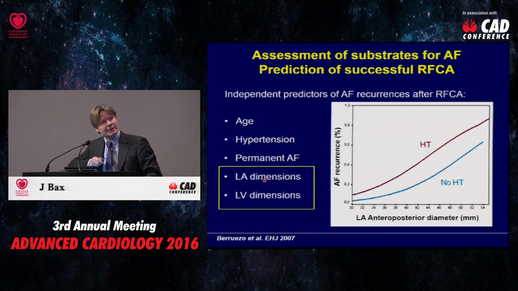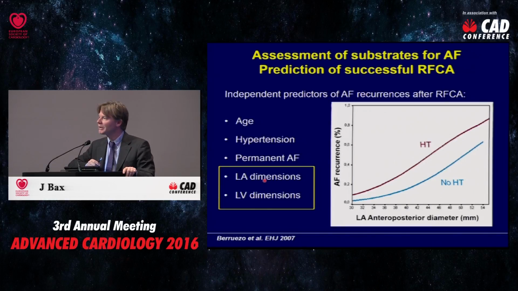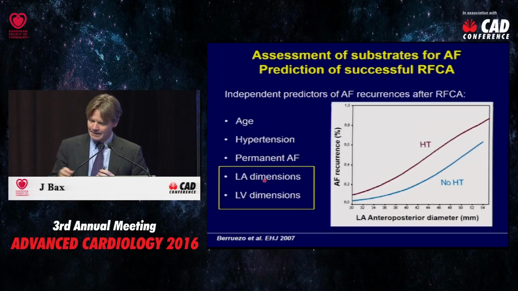So here you see what are the main predictors of AF recurrences after catheter ablation. The ones that are clinically relevant are age, hypertension, permanent atrial fibrillation. But in addition to these non-imaging markers, we also have two imaging markers that are important, which is LA dimensions and LV dimensions. And these are just anatomical measures, if you like, dimensions. But probably what is also important is the function of the atrium. How good is this atrium functioning?